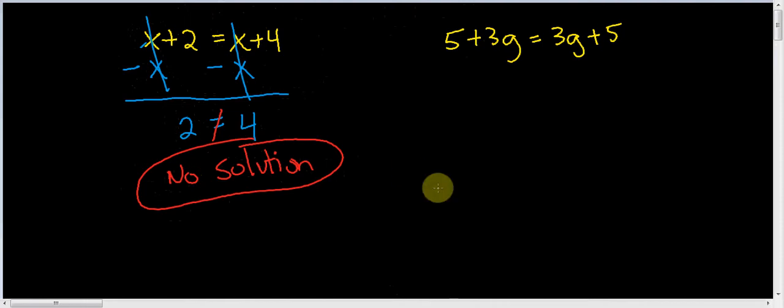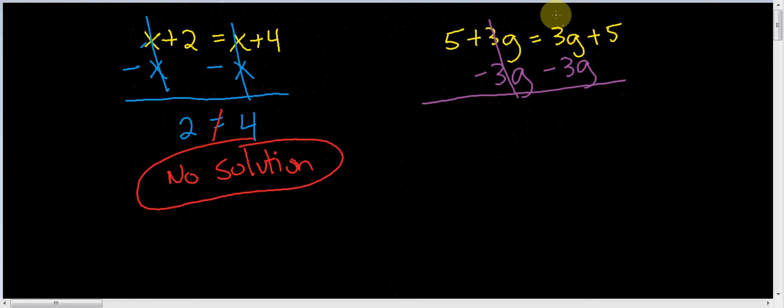This time we go through our progression again. Can you distribute? No. Can you combine like terms? No again. So from here we want to get variables on the same side. So I'm going to subtract 3g from both sides. And they cancel out, right? It's 0. And so I'm left with 5 is equal to 5. Now, as opposed to that first problem we just did, this is actually a true statement. When this happens, when you get a number equal to itself, the answer to our problem is all real numbers.